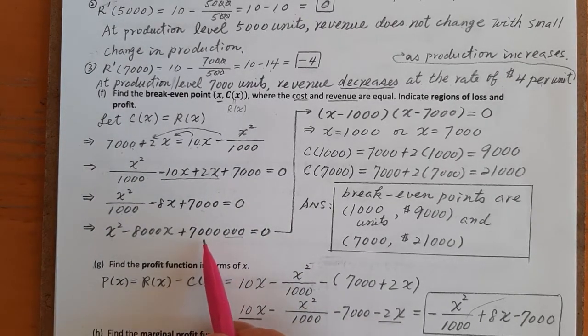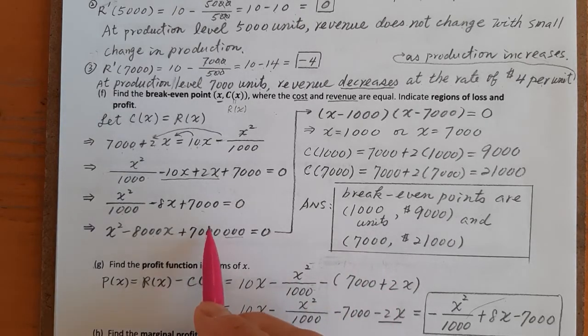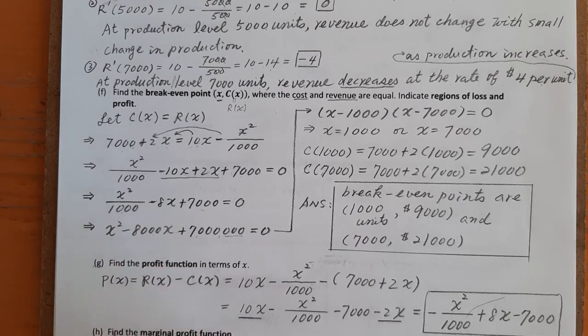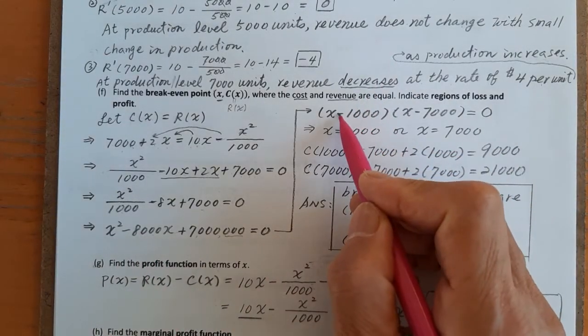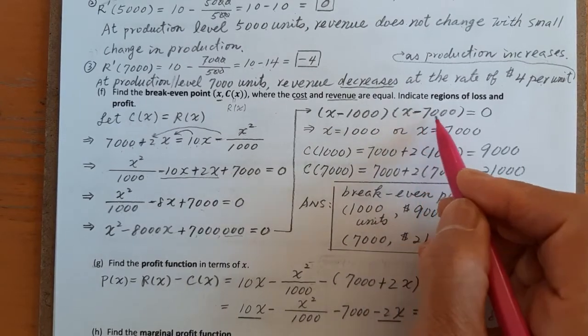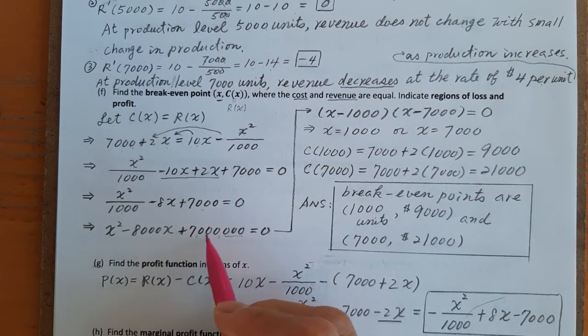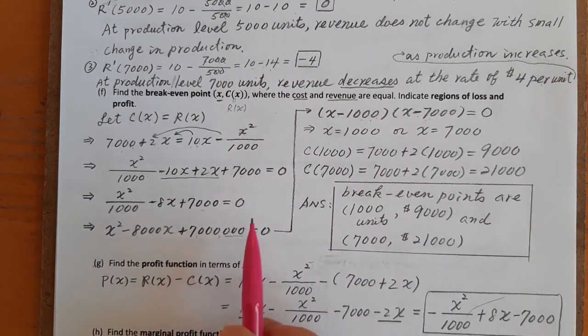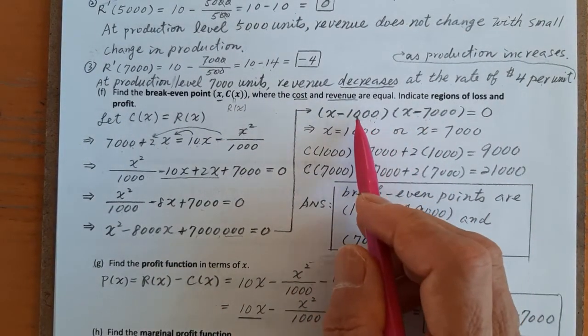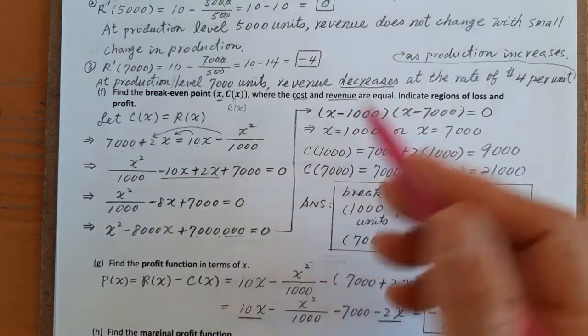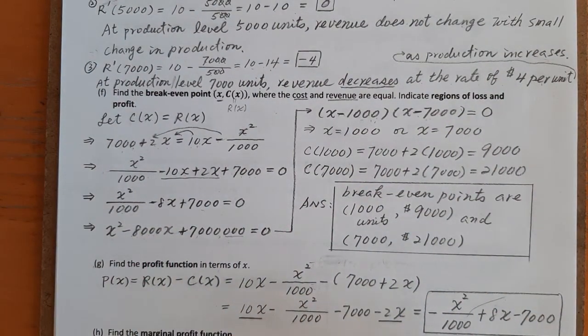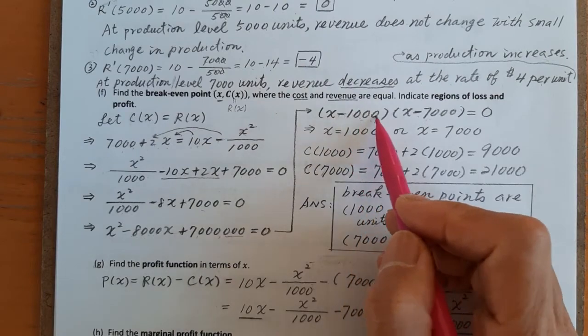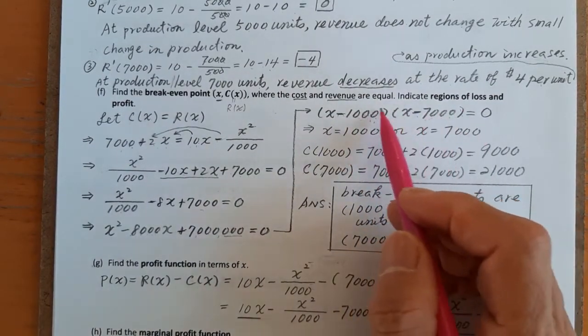And factor this. You need to find two numbers that multiply to 7 million, and the two numbers add together to negative 8,000. So it will be negative 1,000 times negative 7,000 is a positive 7 million. That's two numbers multiplied together is 7 million. And negative 1,000 added to negative 7,000 is a negative 8,000. So you got the two numbers negative 1,000 and negative 7,000, and put the factors like this.